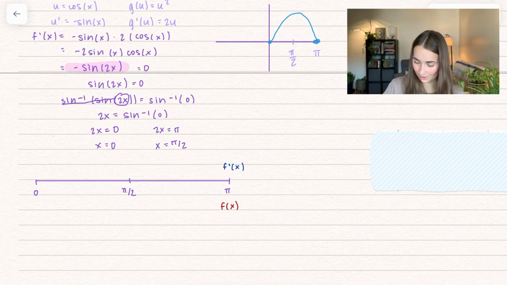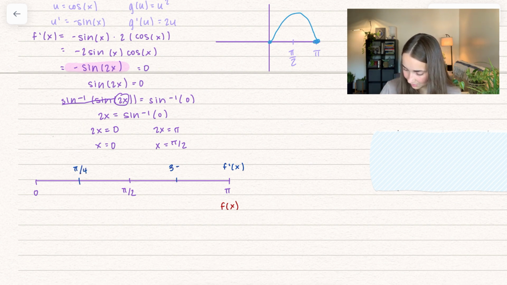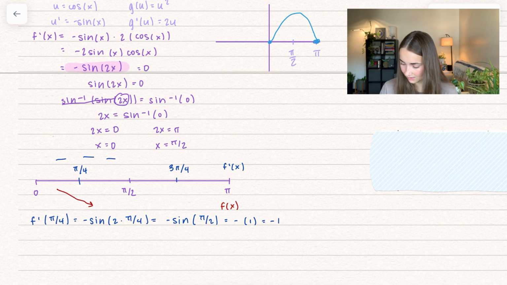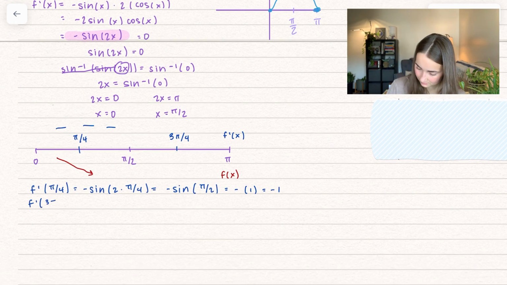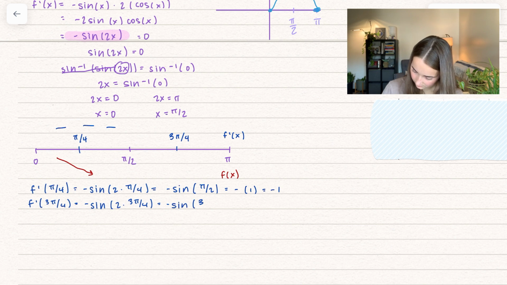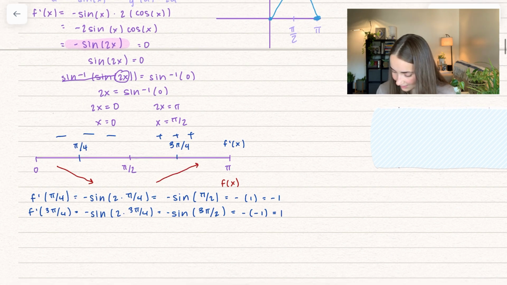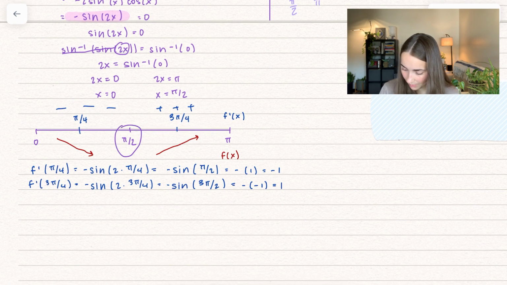Okay, let's choose some test values. First, let's do pi over 4 and then perhaps 3 pi over 4. Here I got a negative value, negative, negative, negative, and that tells me my function is going to be decreasing. Let's plug in our other value. And then here I get a positive value, so it's going to be positive, which means my function is going to be increasing. So here I can tell that I have a local minimum at pi over 2.